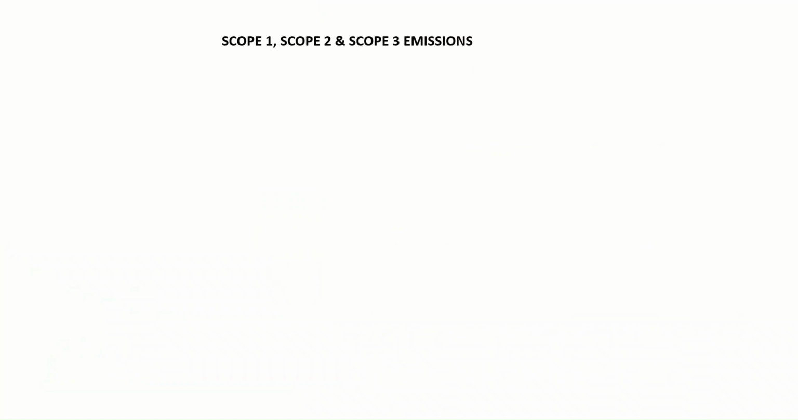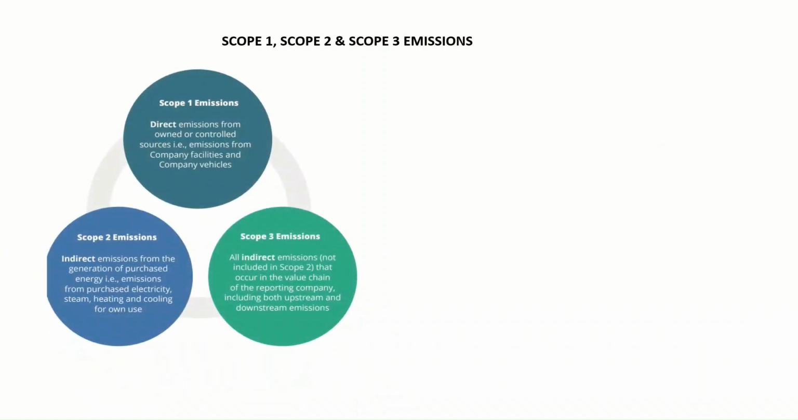When we talk about scope 1, scope 2 or scope 3 emissions, what exactly are they? How do we define whether an emission comes under scope 1, scope 2 or scope 3? There is a small chart, or a diagram, that gives a bit of definition about scope 1, 2 and 3 emissions.